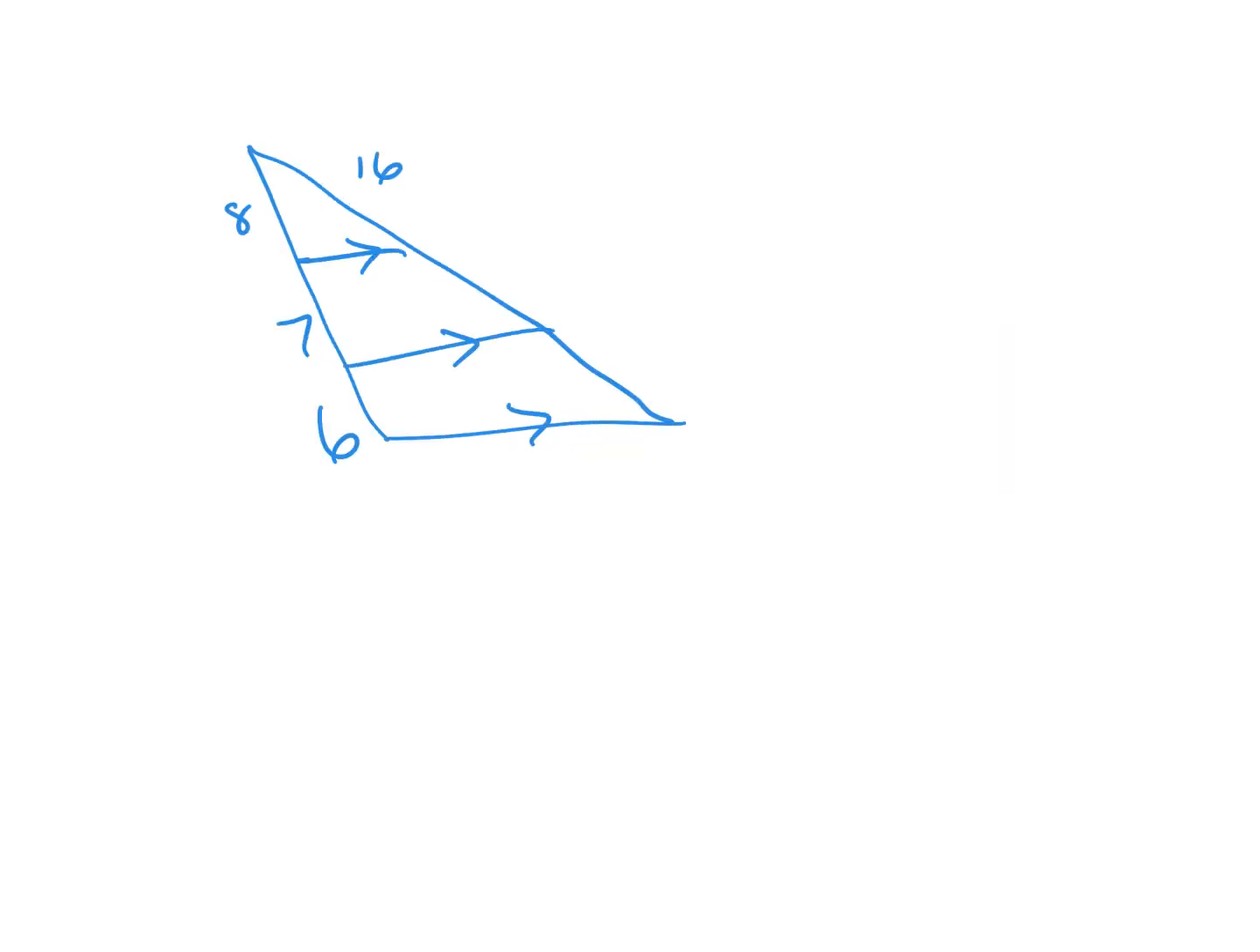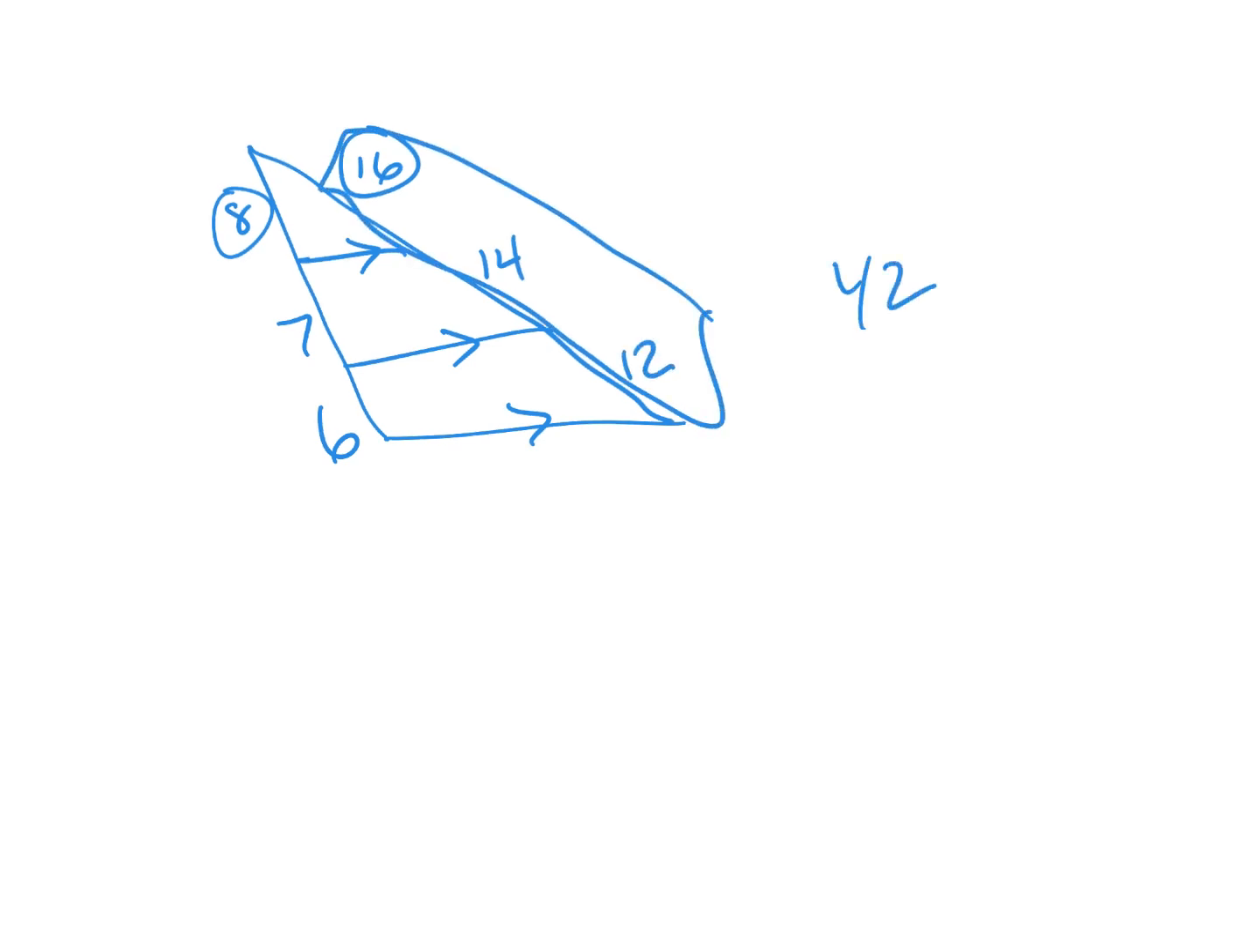The only thing you need to know here is if 3 parallel lines are drawn like that, then the sides are proportional. So to get from 8 to 16, I multiplied by 2. So to get from 7, I have to multiply by 2, and 6, I have to multiply by 2, and then you add them all together and you get 42.